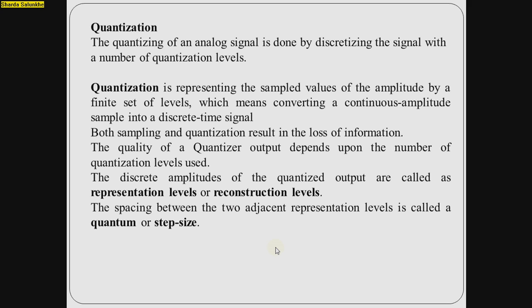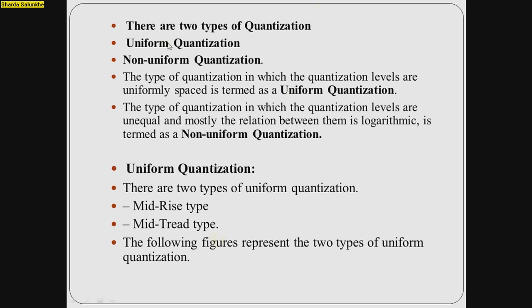Both sampling and quantization result in the loss of information. So the quality of the quantizer output depends upon the number of quantization levels used. The discrete amplitudes of the quantized output are called reconstruction levels or representation levels. And the spacing between two adjacent representation levels is called the step size. So there are two kinds of quantization: one is the uniform quantization and the second one is the non-uniform quantization.